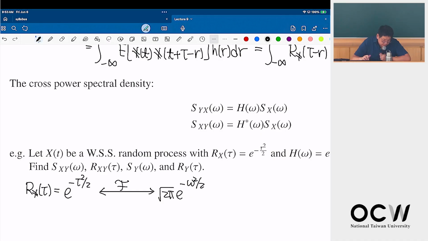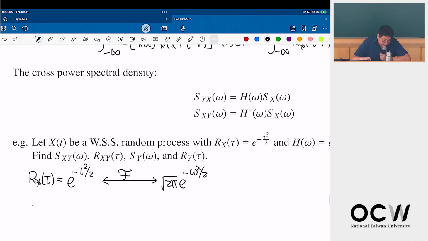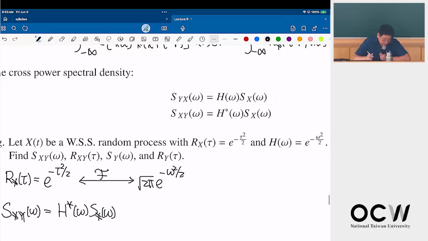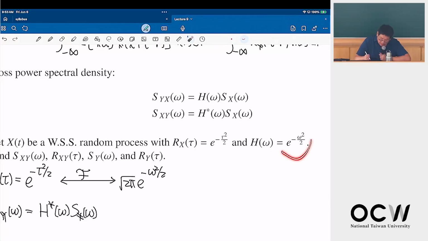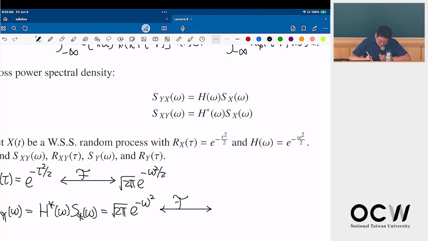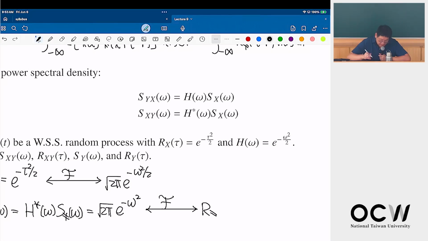That is the power spectrum of x. So the cross power spectrum xy will be h conjugate times the power spectrum of x. Oh, and then we have that here and here. So finally, that's square root of 2 pi times e to the minus omega squared. And then you can take the inverse Fourier transform. You get the cross correlation.